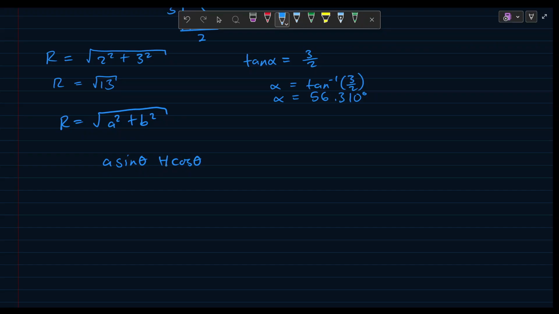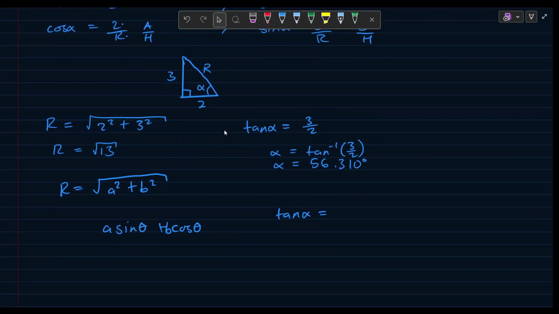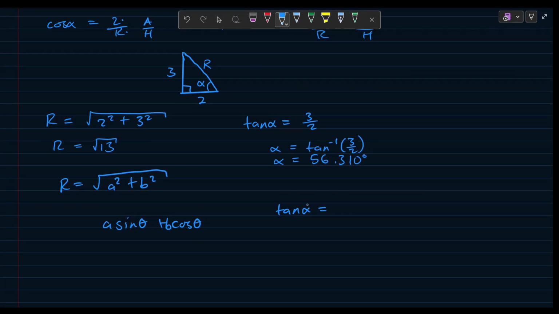And then tan alpha is equal to, b was 3, this is b, this is a, b was 3, and a was 2. So we can say that tan alpha is equal to b over a. But this changes depending on whether you're moving to r sine or r cos. So this is specifically for r sine theta plus or minus alpha.